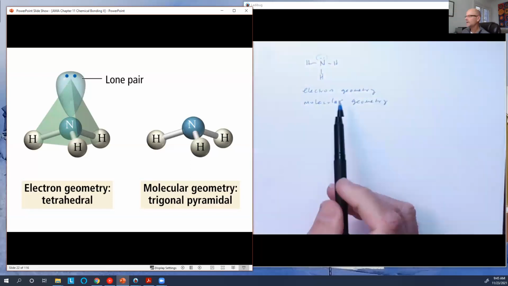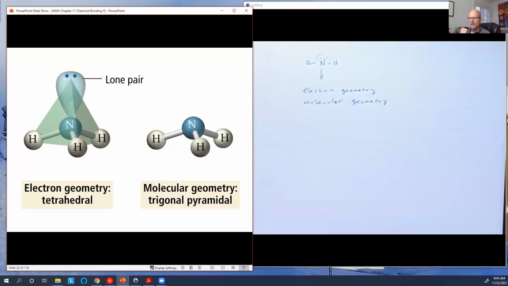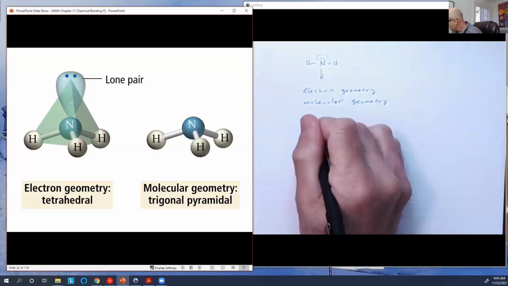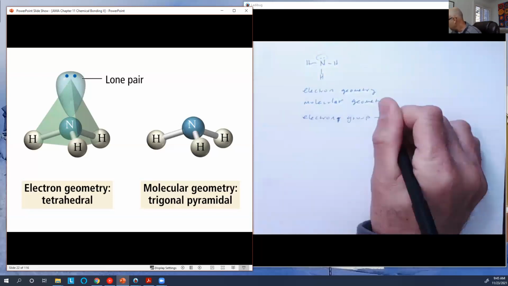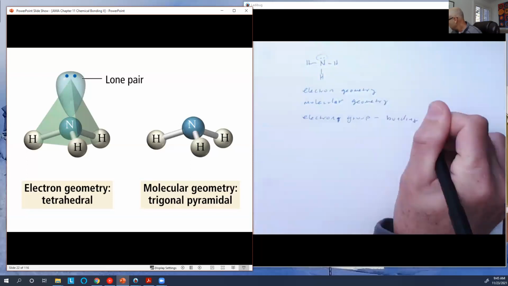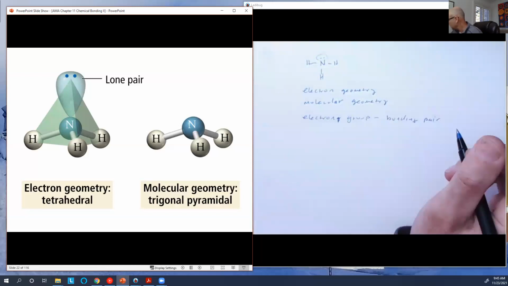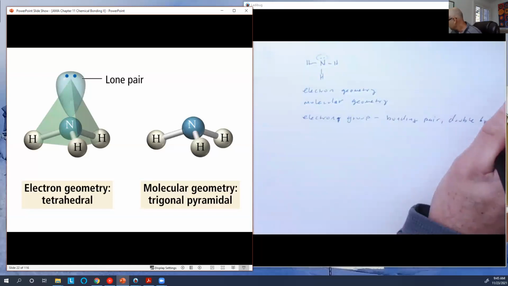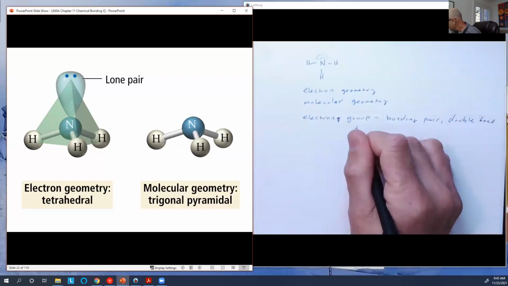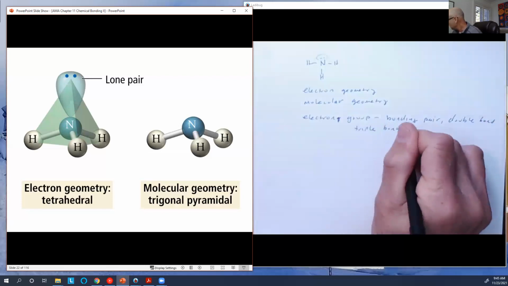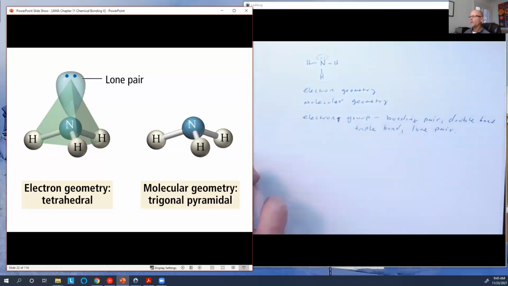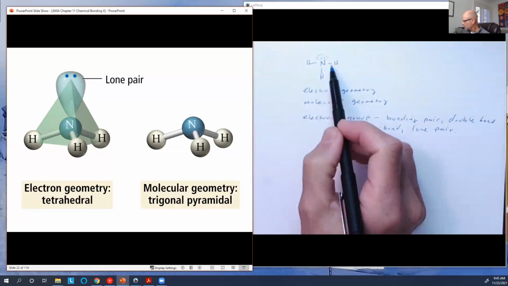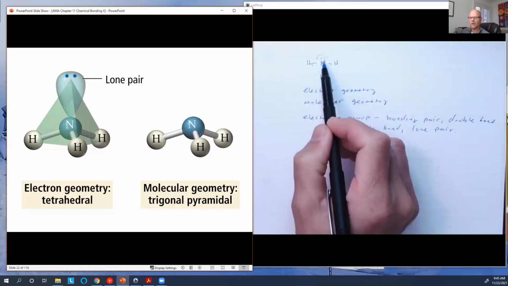So the electron geometry is the geometry of the electron groups. And an electron group may be a bonding pair, right? So a chemical bond, it could be a double bond. It could be a triple bond, but it could also be a lone pair, okay? And so when we count electron groups, we want to count each bond as one, so that's 1, 2, 3, plus the lone pair as 1, so that's 4. So we have 4 electron groups.